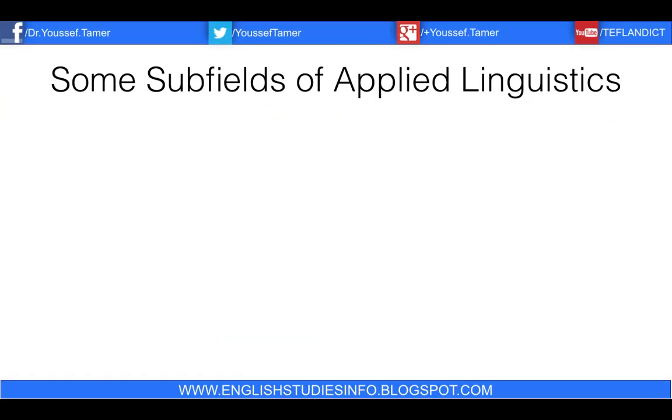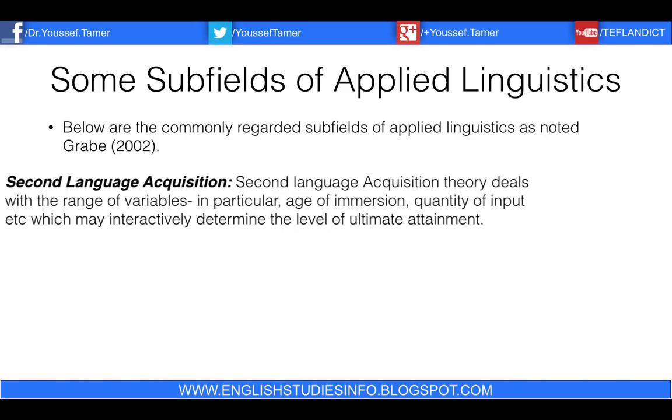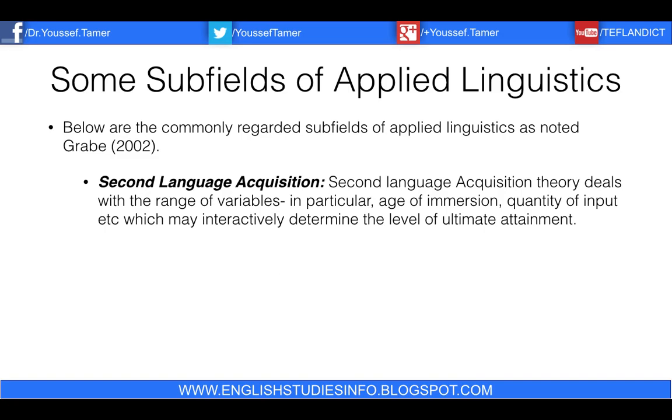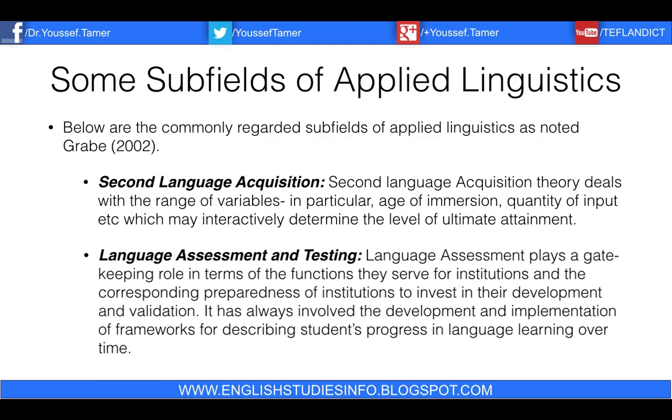Now, concerning the last point, which we are not going to go into in detail, but just to refer to: the subfields of applied linguistics. There are a number of them. There is the subfield of second language acquisition. Second language acquisition theory deals with the range of variables, in particular age of immersion and quantity of input, which may interactively determine the level of ultimate attainment. Second language acquisition means when adults, grown-ups, start learning a second language, and all the principles involved in that.